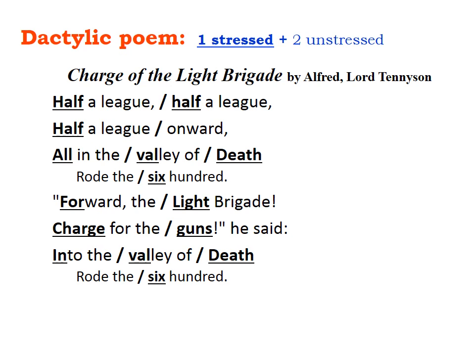One stressed syllable followed by two unstressed syllables. This is called Charge of the Light Brigade. "Half a league, half a league, half a league onward, all in the valley of death, rode the 600. Forward the Light Brigade, charge for the guns, he said, into the valley of death, rode the 600."